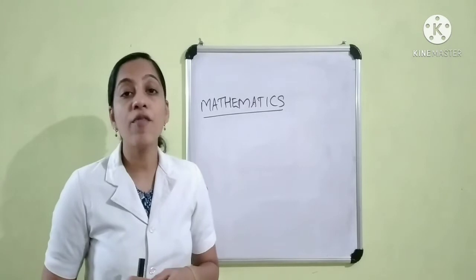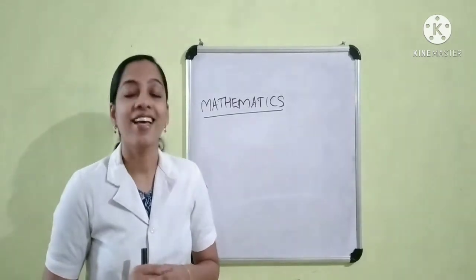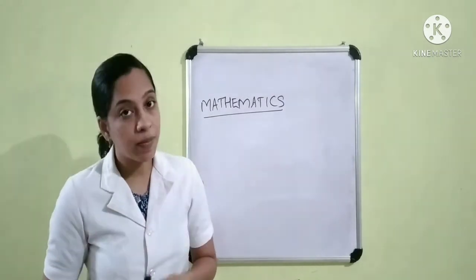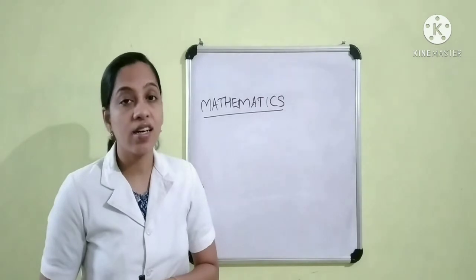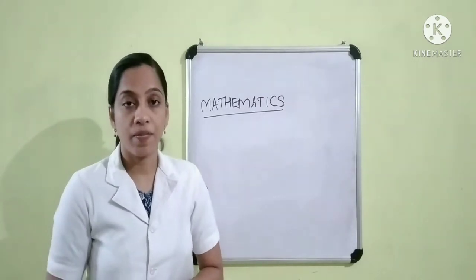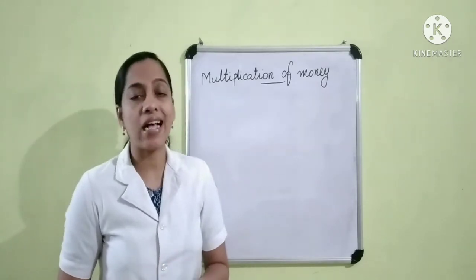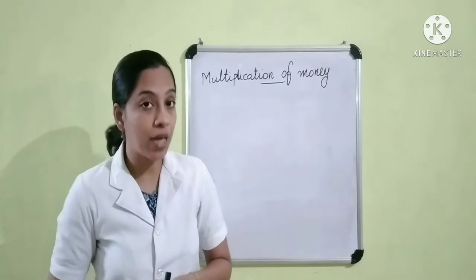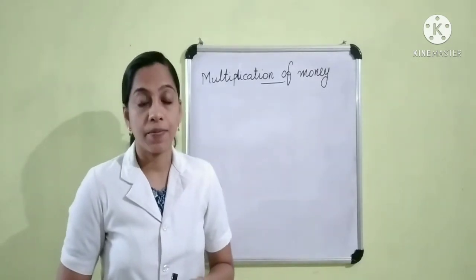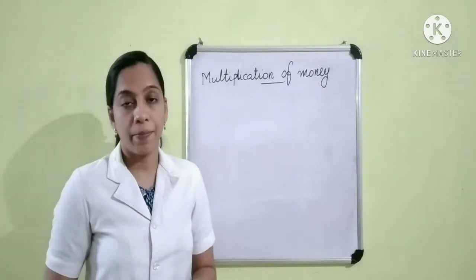I hope everyone knows the multiplication table as well, right? Yes, because without knowing the multiplication table, we can't do multiplication. So you must learn the multiplication table, right? Multiplication of money is done in the same way as multiplication of ordinary numbers. We know how to multiply two numbers, isn't it? Yes. Here we are going to learn how to multiply money.